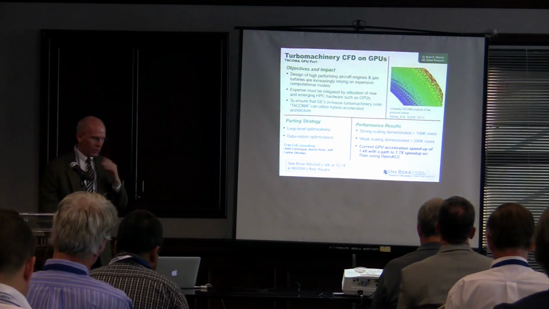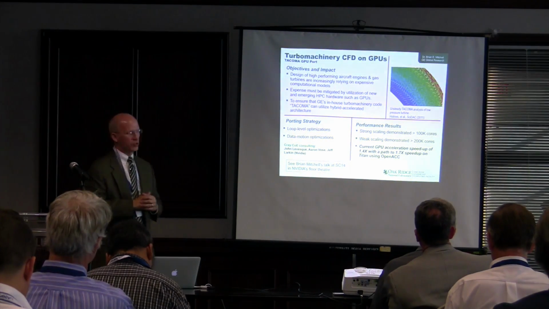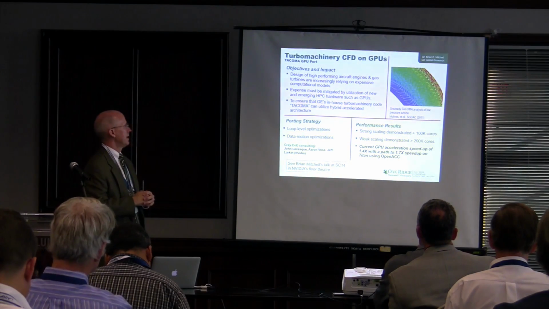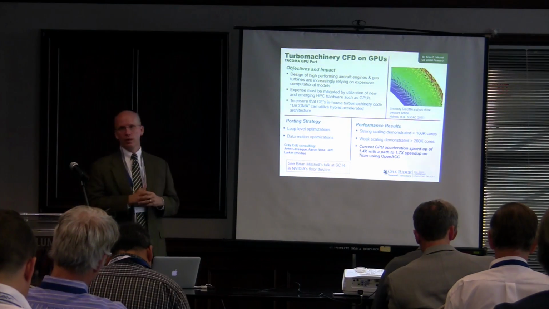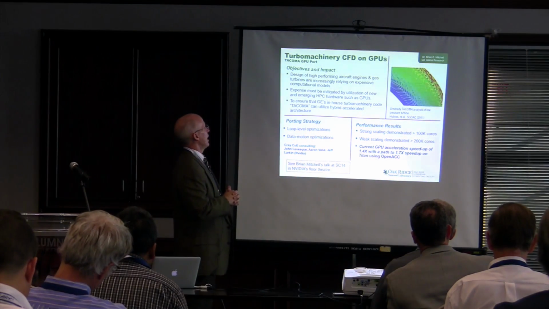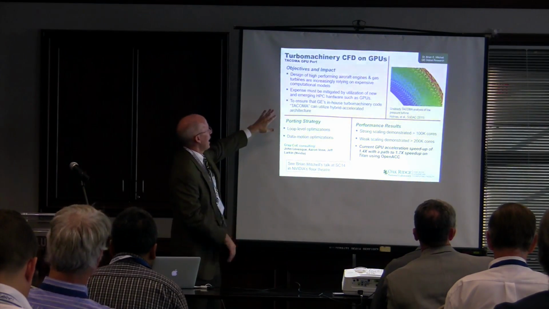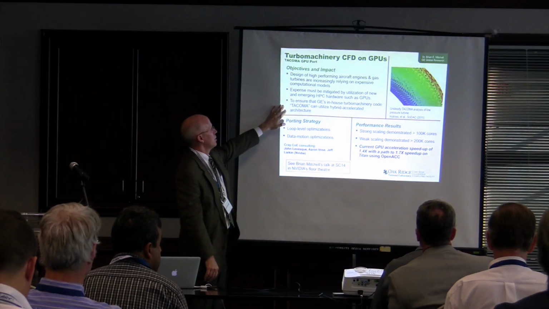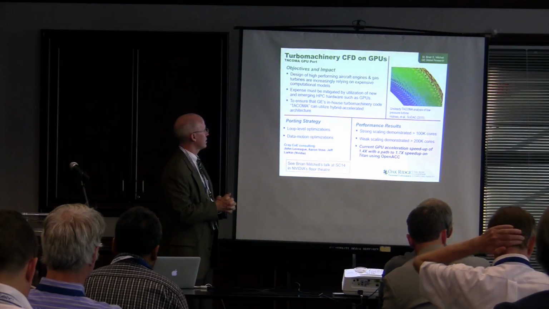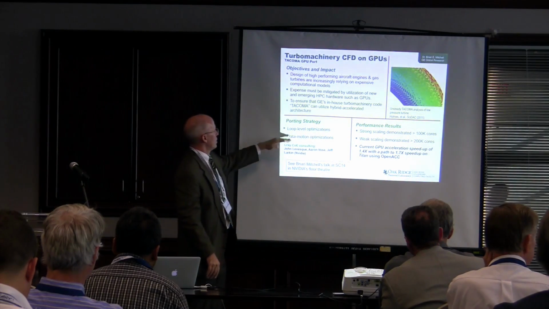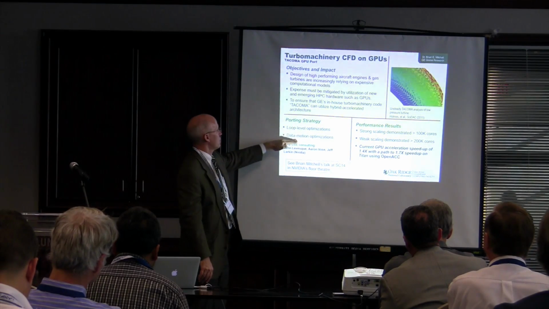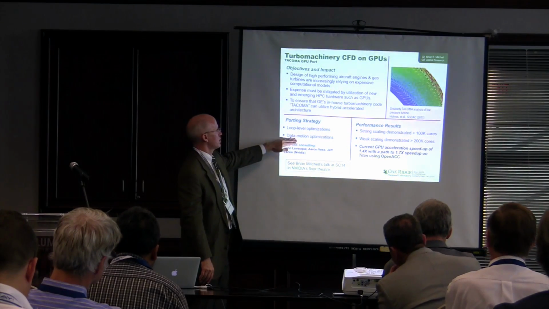Another example from turbo machinery, this one from GE Global Research. The point of contact is Dr. Brian Mitchell. This is their design code. Tacoma is their design code for turbo machinery at GE. And so they want to understand how Tacoma can be prepared for these modern architectures and utilize hybrid accelerated architecture. The strategy is to work on loop level optimizations and improve data motion optimizations.